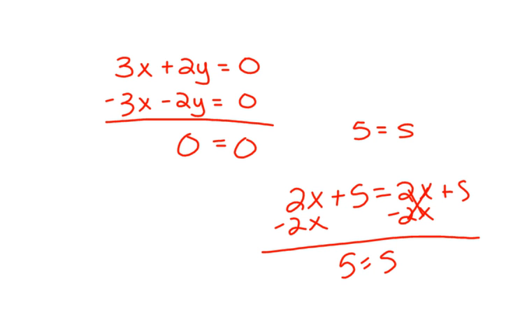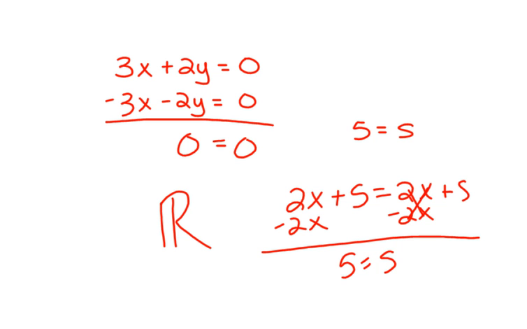So it could be 0 equals 0, 5 equals 5. It can be any number. But that's a true statement. 0 does equal 0, and 5 does equal 5. So your answer then is all reals. And you should use the symbol, and that means that any number I plug into that equation would work.